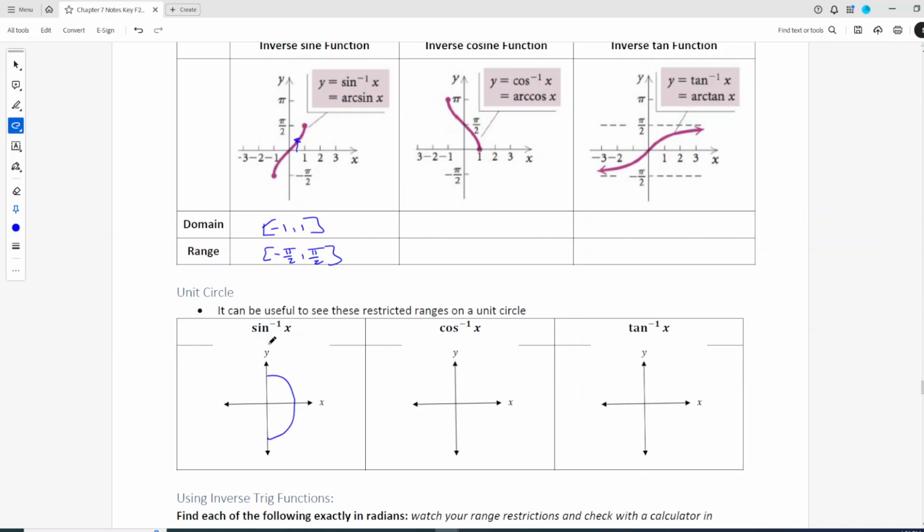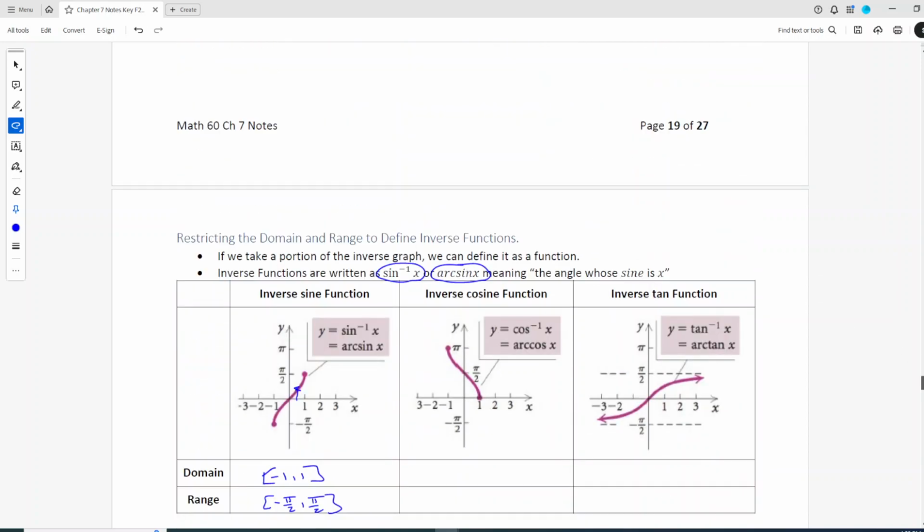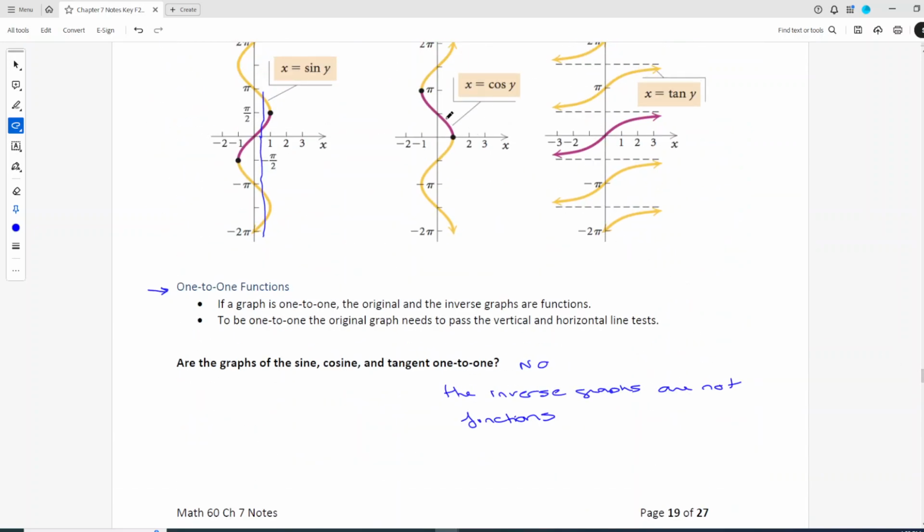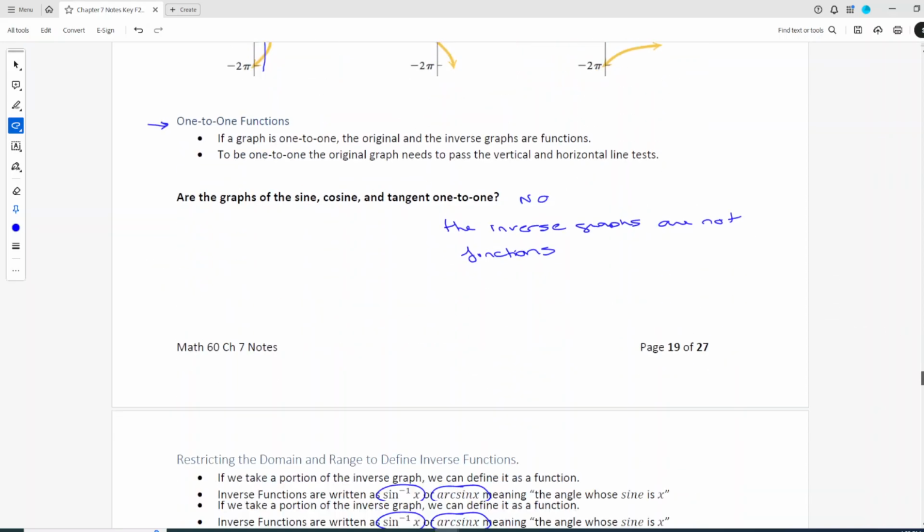What they're doing is they're giving me answers between pi by 2 and negative pi by 2, or negative pi by 2 and pi. So they will always give me the positive answers in quadrant 1 and the negative answers in quadrant 2. Let's look at the cosine graph. Now the cosine graph is a little bit different. We can't restrict it the same way between here and here because then everything's positive. So what they do is they go between 0 and pi.